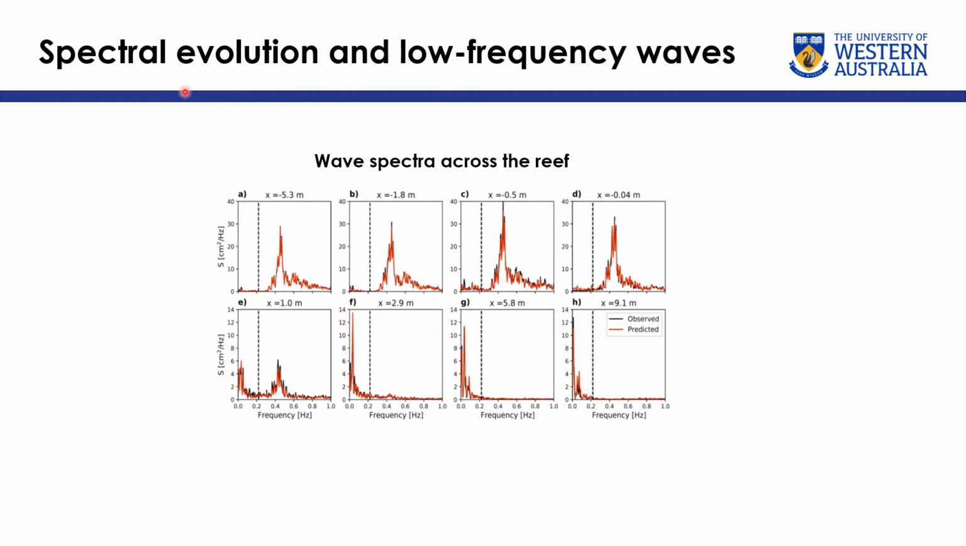So this shift in the wave spectrum from energy concentrated in sea swell frequencies to low frequency infragravity waves is really illustrated well by these comparisons of wave spectra across the reef, where initially offshore of the reef crest, we can see this dominance of energy in the sea swell bands, which is basically to the right of this vertical dashed line. But as we move towards shore, we can see this growth of low frequency wave energy to the point where we get to the shoreline.